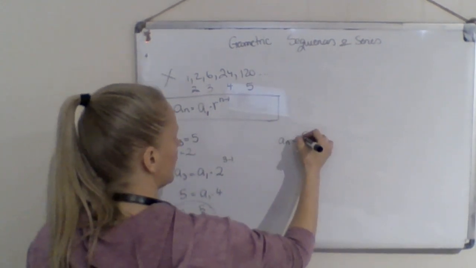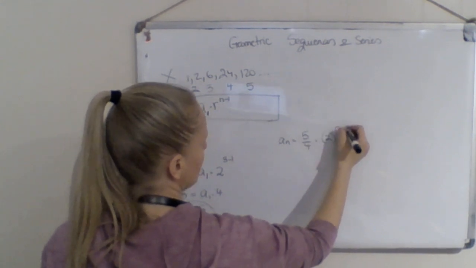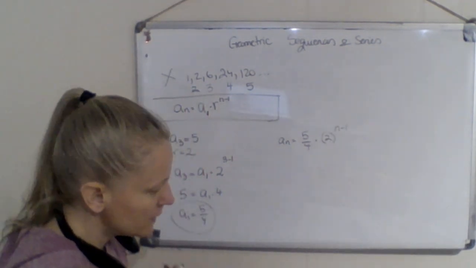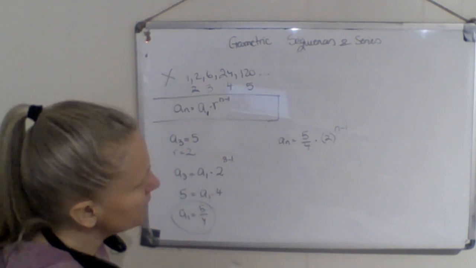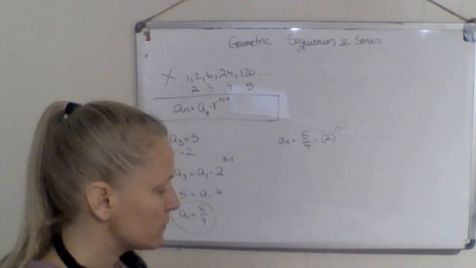This becomes 5 over 4 times 2 to the n minus 1. Okay, this is my rule. I'm good to go. Oh, they even use it. See, they're so inconsistent. 1 is a fraction. This they write as 125.